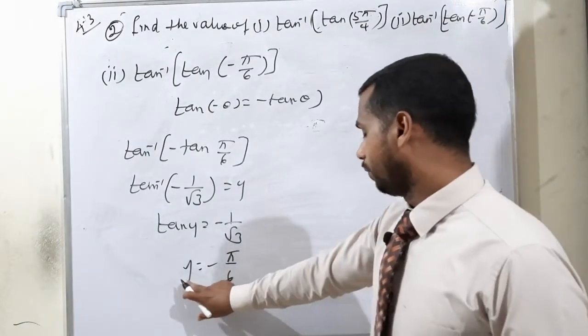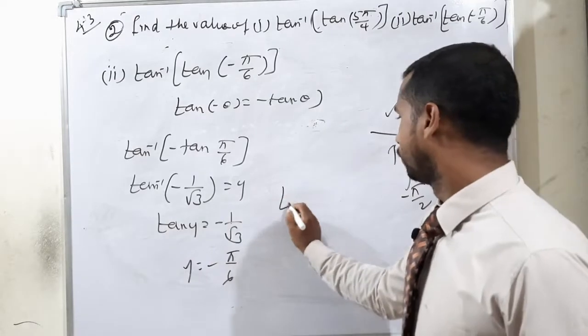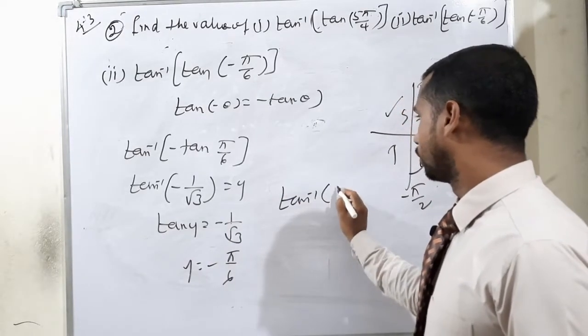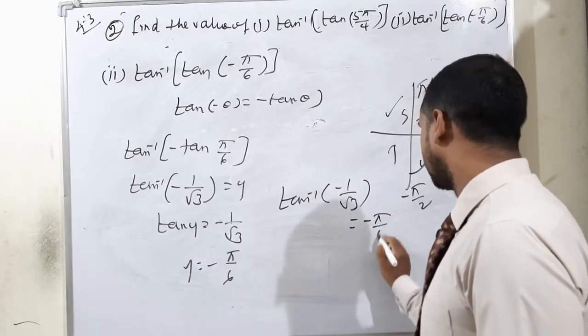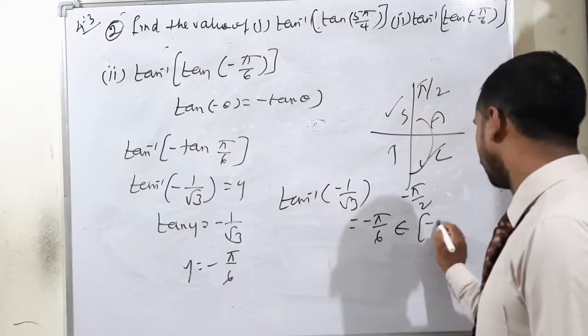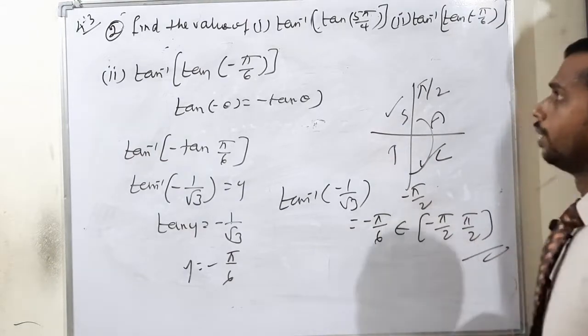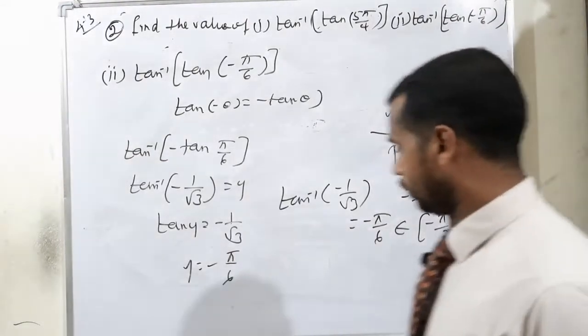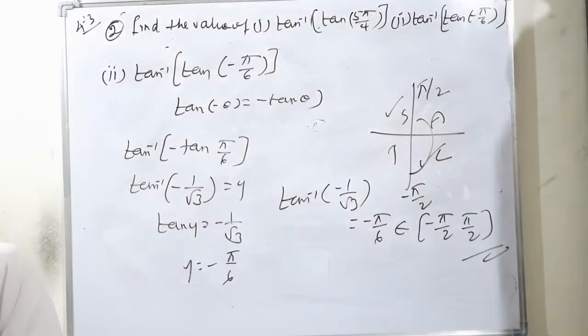Therefore, we already have the meaning of y. Tan inverse of minus 1 by root 3 is equal to minus pi by 6. It belongs to negative pi by 2 to positive pi by 2, isn't it? That is the condition. Okay, so subdivision 2 is also over. I will continue with the next question.